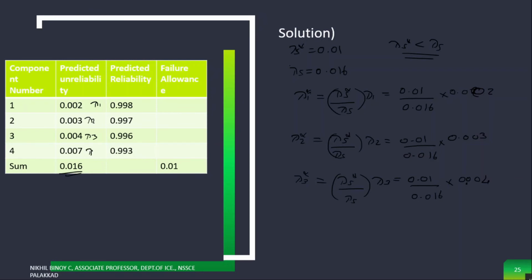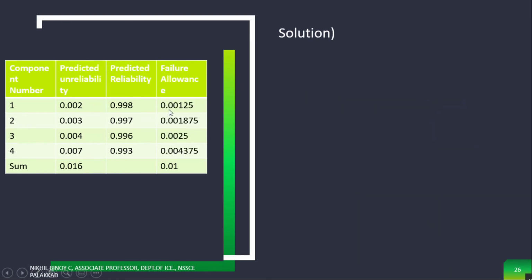Now what about this one? This is lambda 4. So what is lambda 4 star? Lambda 4 star is equal to lambda S star divided by lambda S, all into lambda 4, that is equal to 0.01 divided by 0.016 into 0.007. So this is lambda 4 star. So we have the failure allowance 0.00125 for lambda 1 star, 0.001875 for lambda 2 star, 0.0025 for lambda 3 star, and 0.004375, that is lambda 4 star.